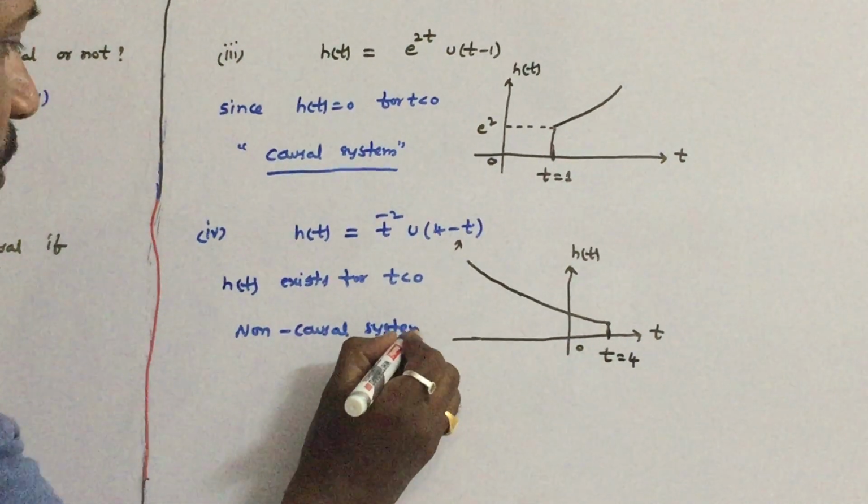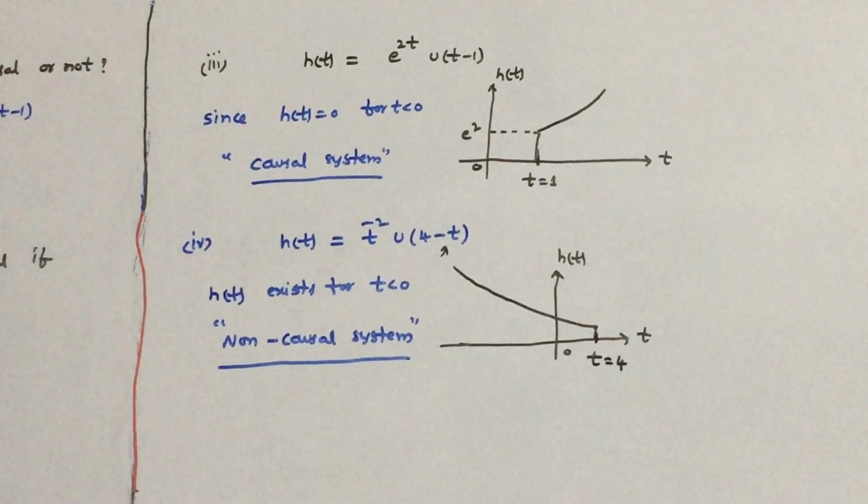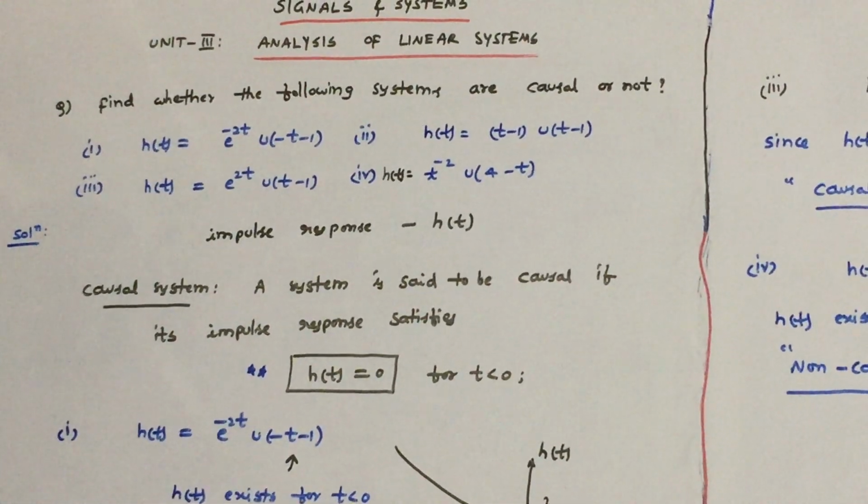Very, very important model for competitive exams. Finding causal or non-causal system is a very, very important objective question in competitive exams. So this is about causal or non-causal system.